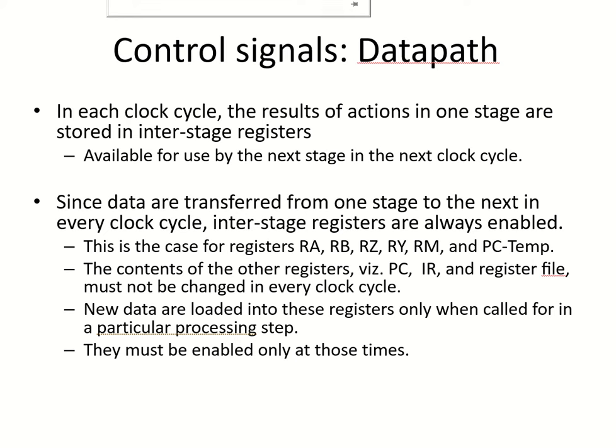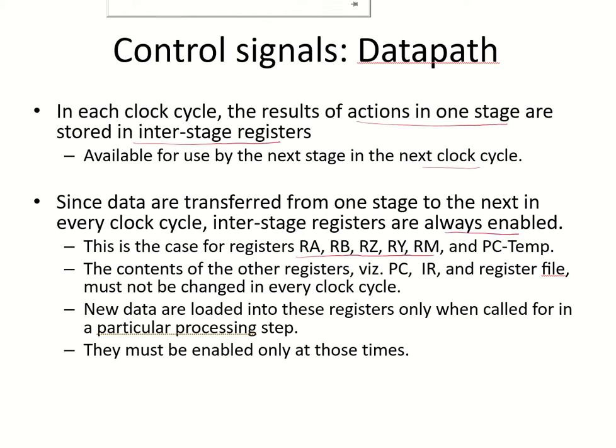Let us take a look at the control signals in a data path. In each clock cycle, whatever actions take place in one stage are stored in interstage registers, and they are available for use by the next stage in the next clock cycle. Since these interstage registers like RA, RB, RZ, RY, RM and PC temp are required in every clock cycle, they are always enabled.